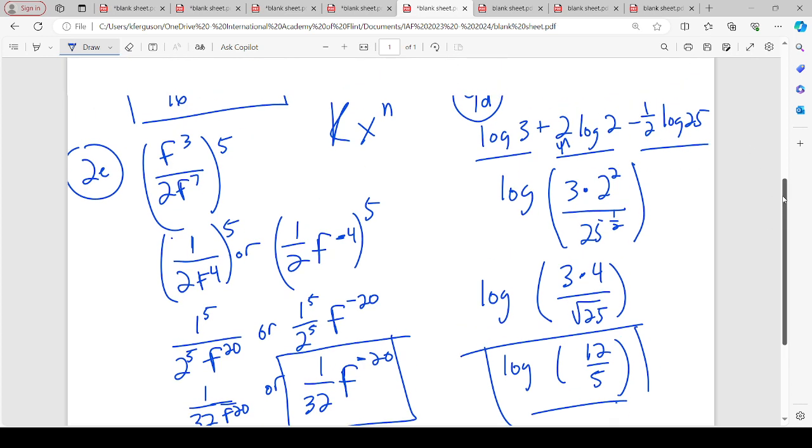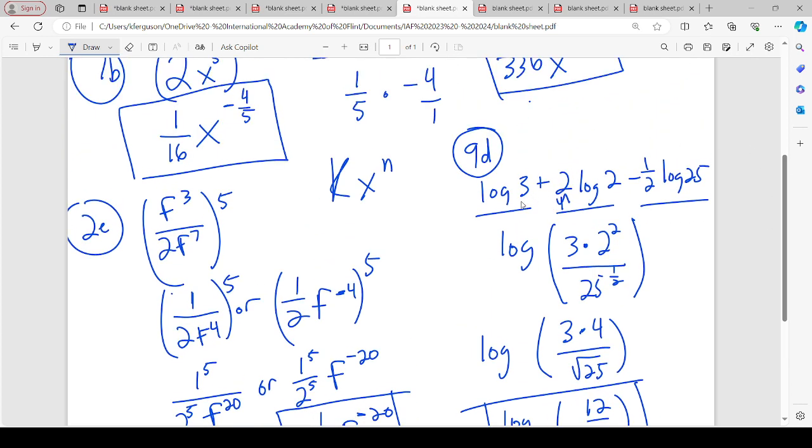So there's a couple properties you need to remember. If I'm adding two different logs together, it's like I'm multiplying the individual pieces of the log. If I have a number that I'm multiplying in front of my log, I can take that number and put it as the exponent.